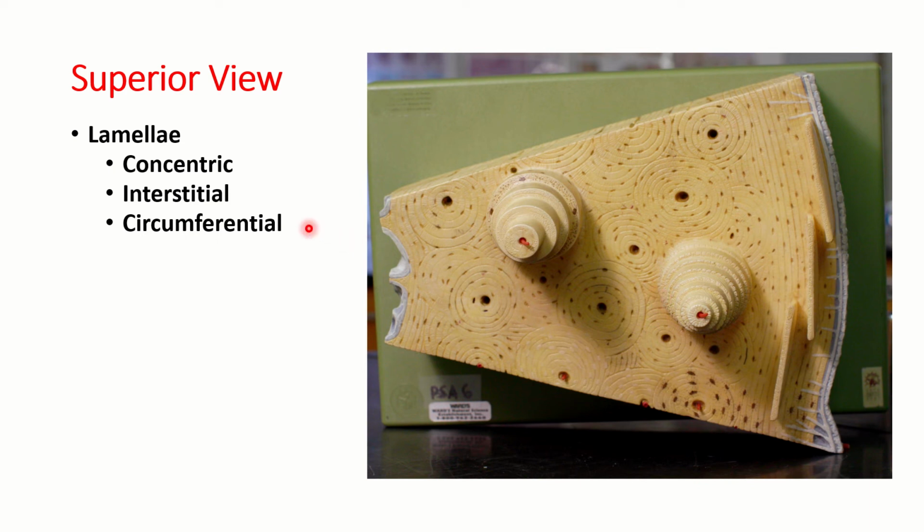And then the third one is called circumferential. This is part of the circumferential lamellae, so it wraps around the whole bone. And the new concentric lamellae are formed from the circumferential lamellae.